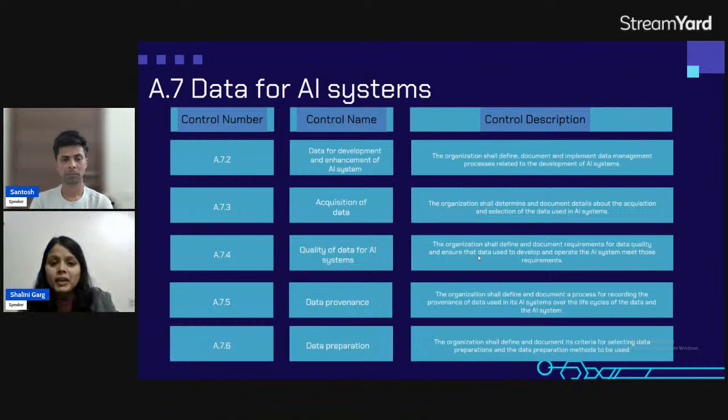For example, we have to make sure what the details are, and whether there are any biases or any errors regarding this data. Now we are talking about the quality of the data for the AI system. Good data is super important for an AI system to give accurate results.